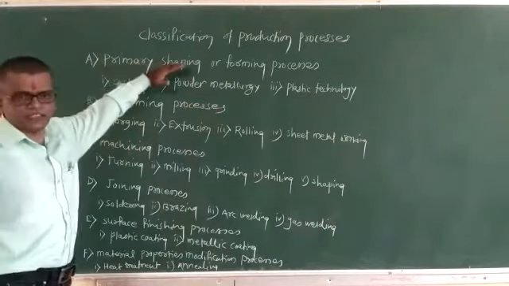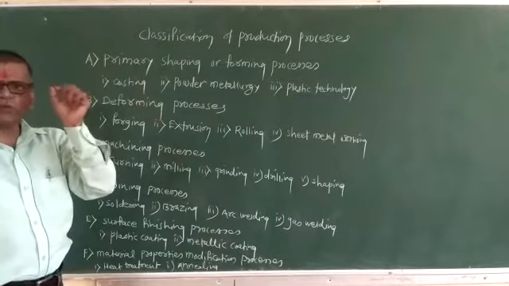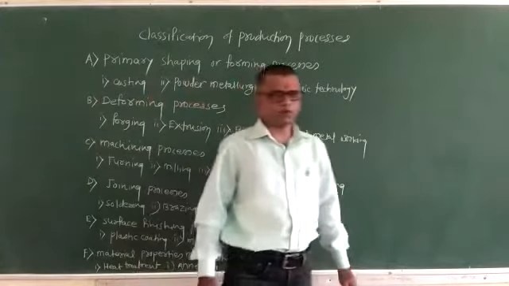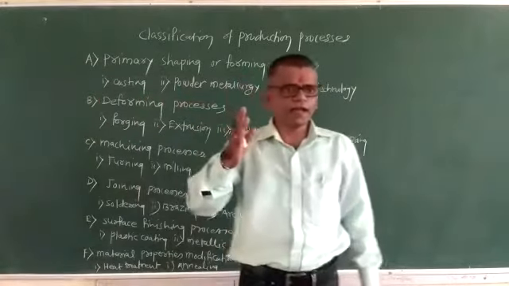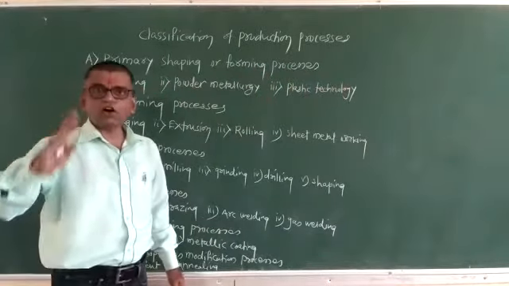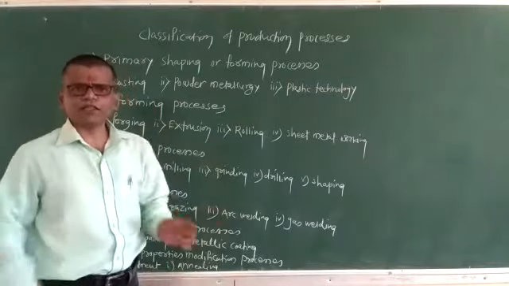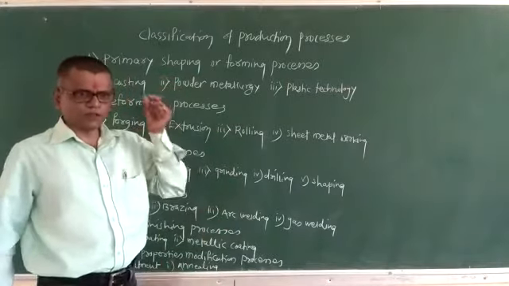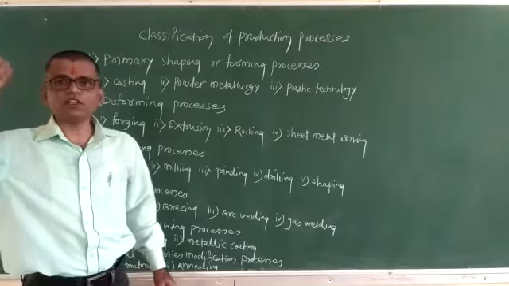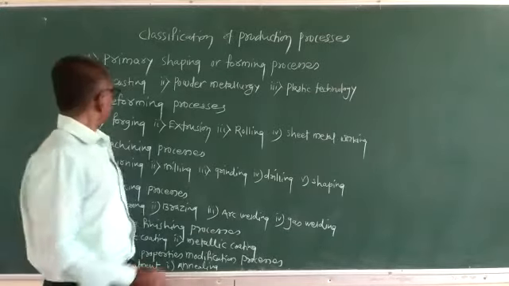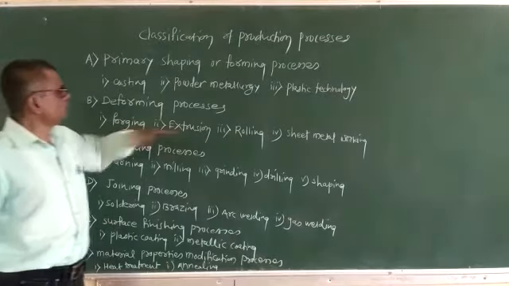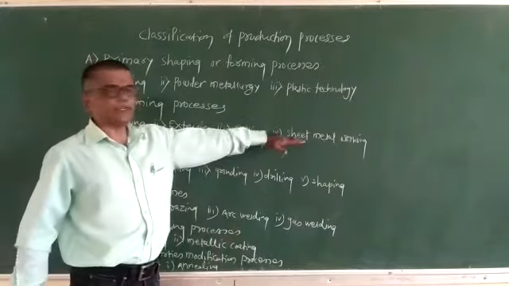So this is the first category, primary shaping. Then we will go for the second category, the deforming process. As the name implies, deforming means certain stresses are applied on an object. Stresses like tension, compression, shear or combined stresses are applied on a body of metal to cause plastic deformation to get the desired shape. That is called the deformation process. The different deformation processes are the forging process, extrusion process, rolling process, and sheet metal working.